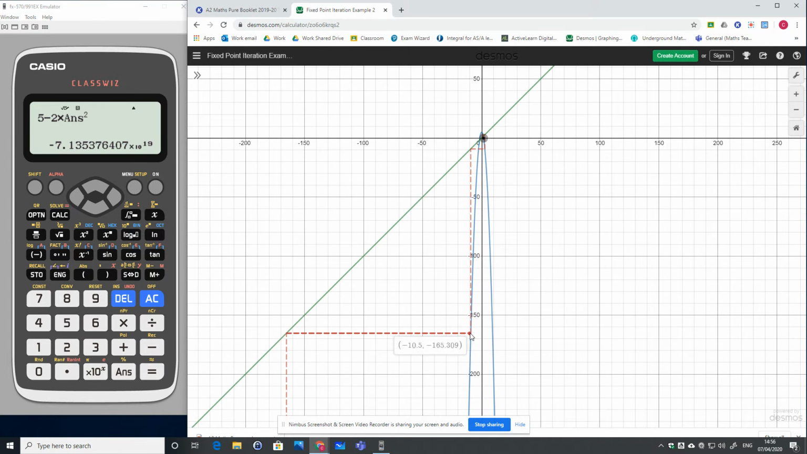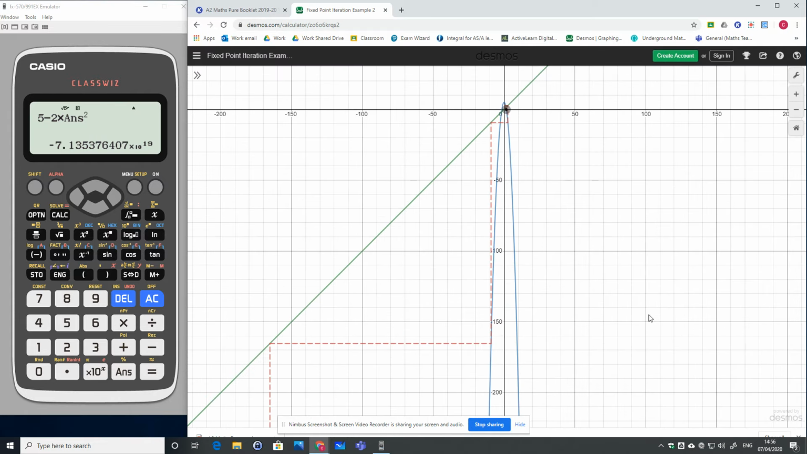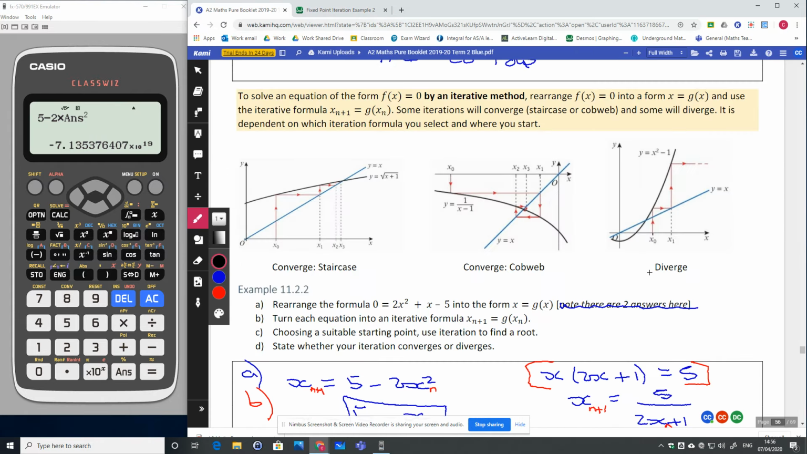So we've got down to that point there. That's where we're letting x be minus 9.22. We substituted it in, we got y was minus 165.3. We let x equal that, and then it's going to find the next one. If you look at your diagrams in your notes, it's this one. So this is diverging, and it is a staircase. It started off looking like it would be cobweb, but it's a staircase.